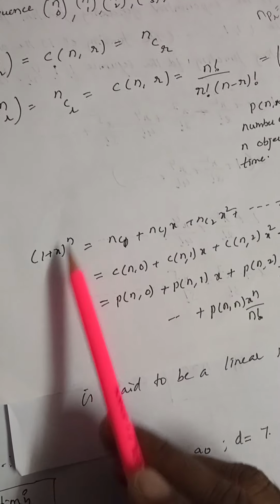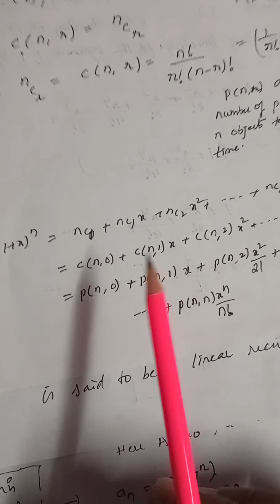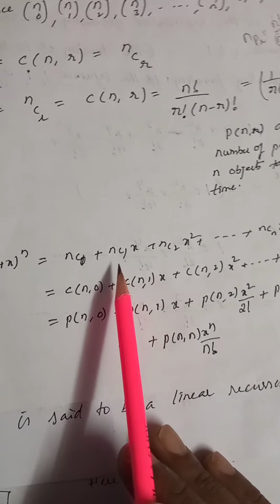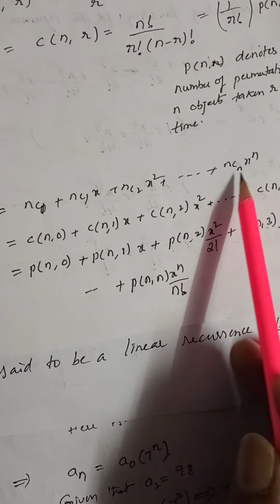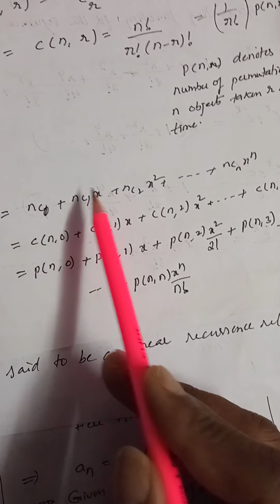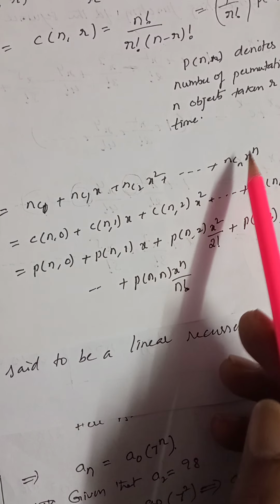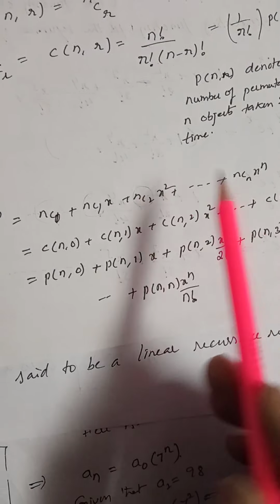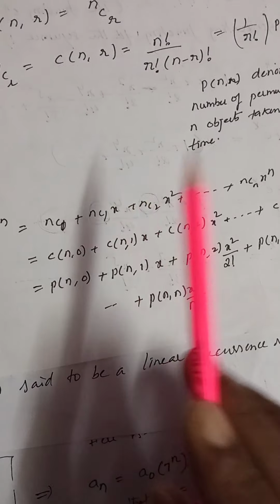Next, the (1 + x)^n formula. Once again, you are writing it by using the binomial theorem: nC0 + nC1 x + nC2 x^2 + and so on, nCn x^n. Where these are the coefficients of x^0, x^1, x^2, and so on, x^n. Now this is a generating function for this sequence, right?